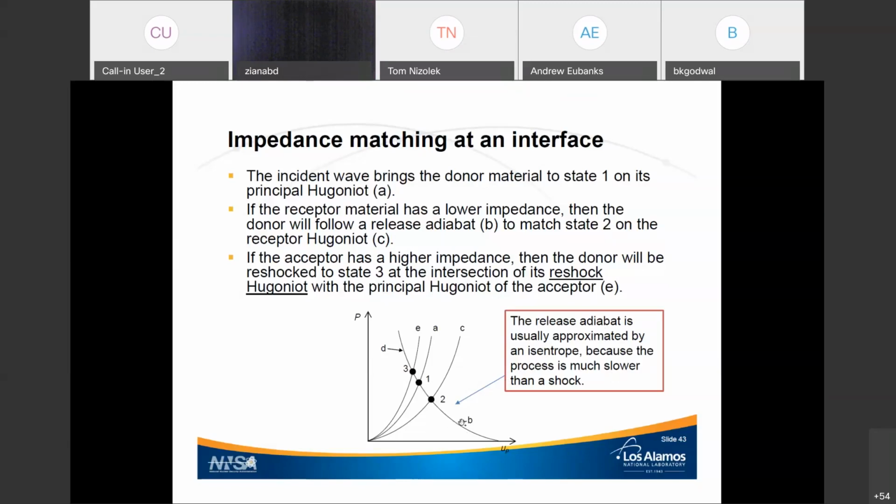This curve here is an adiabat. It is usually, as I just indicated, approximated by an isentrope. And the reason is you now have a release wave. It is spreading out. Things are happening slowly. You're still at high temperature. And the assumption is that things are happening slowly enough that atomic motions have time to basically keep you isentropic when you're going down in pressure, what's called release.